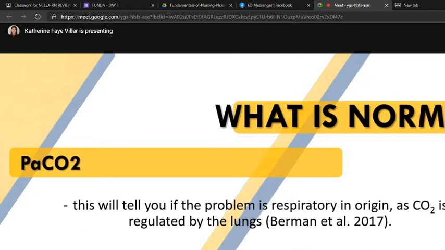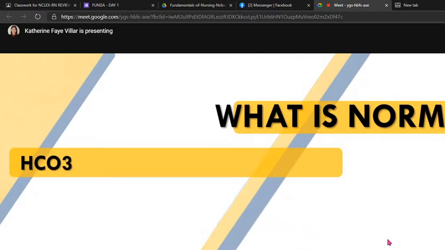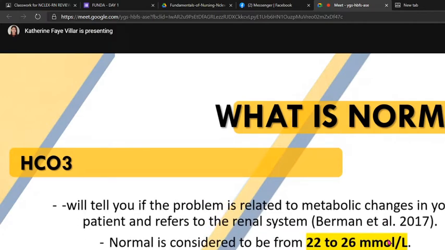Okay? Para hindi kayo malito, kasi these are standard values. And ang ating bicarbonate or yung bicarbonate ion concentration in the blood will tell you if the problem is related to metabolic changes in the patient. Okay? And this refers now to the renal system. And our standard value for this is 22 to 26 millimole per liter.